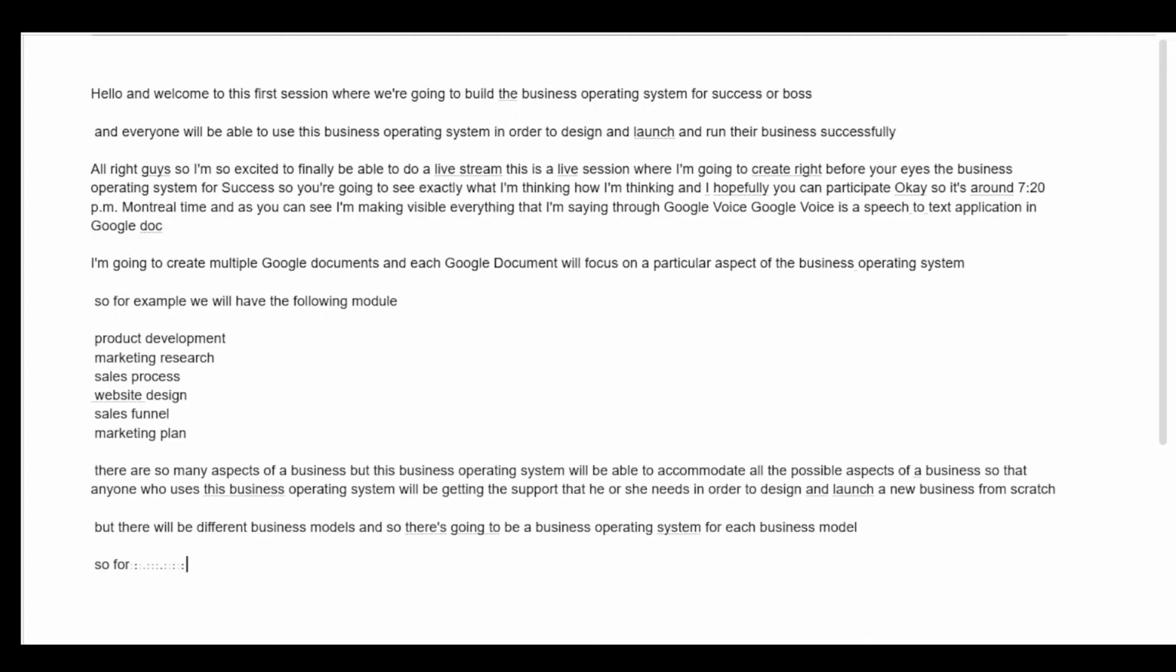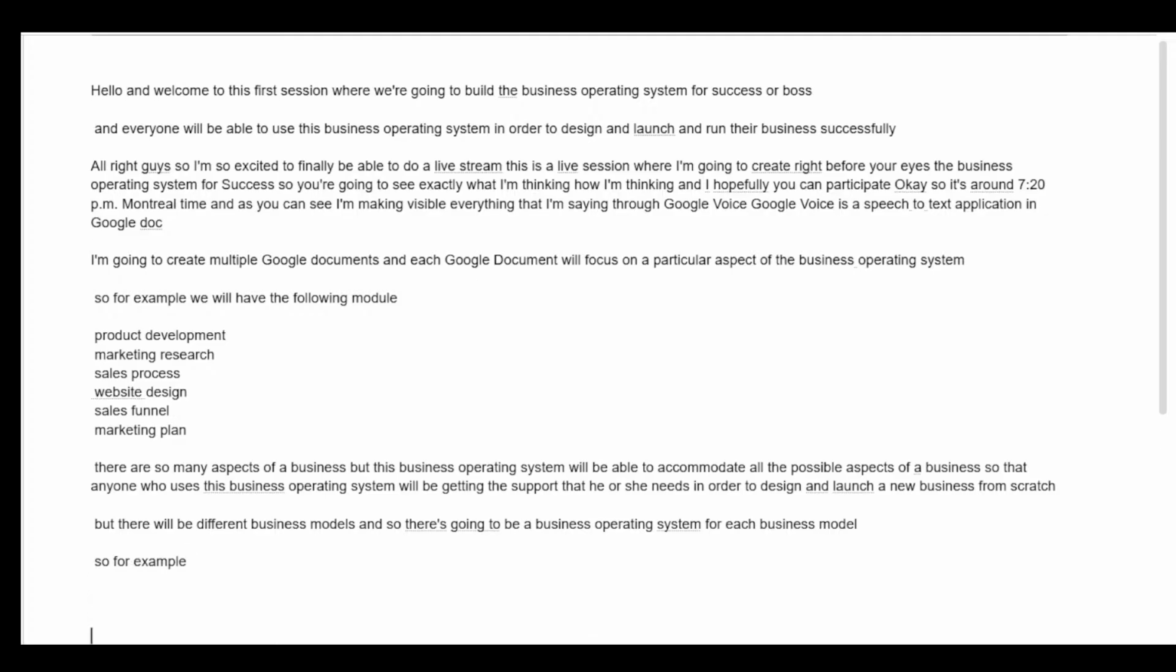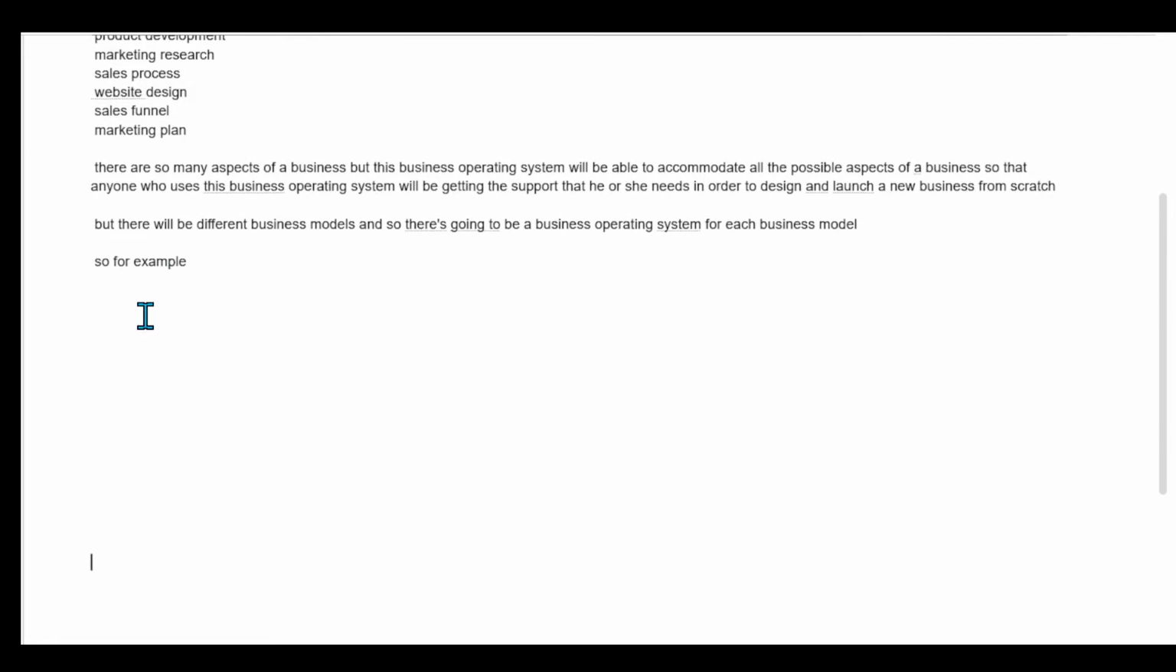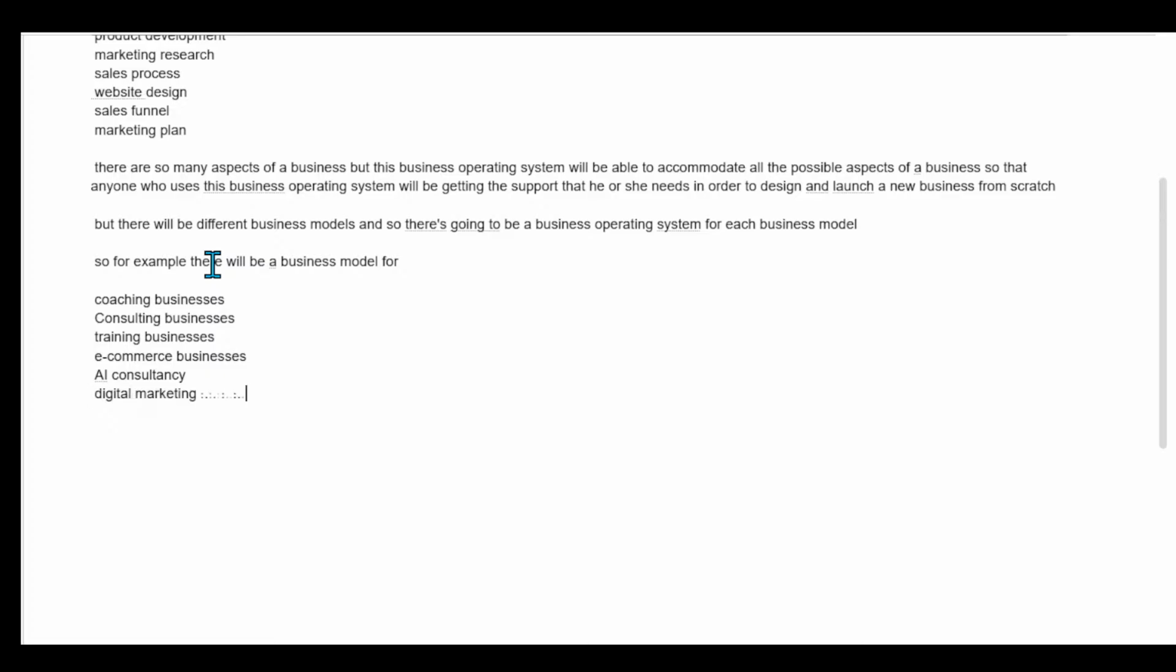So, for example, there will be a business model for coaching businesses, consulting businesses, training businesses, e-commerce businesses, AI consultancy, digital marketing agency. So obviously for each of these different business models, there will be a specific business operating system.